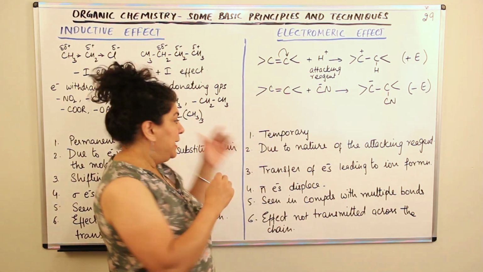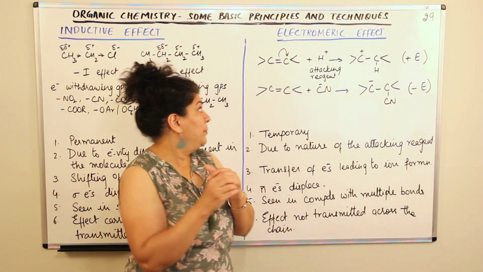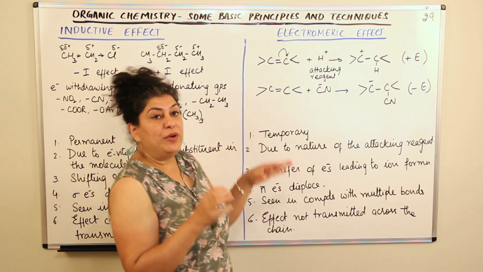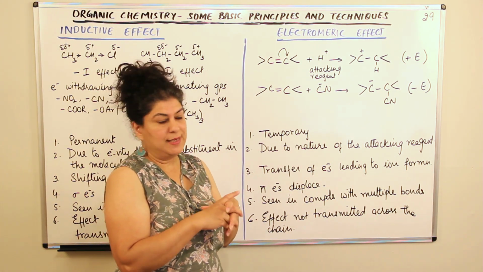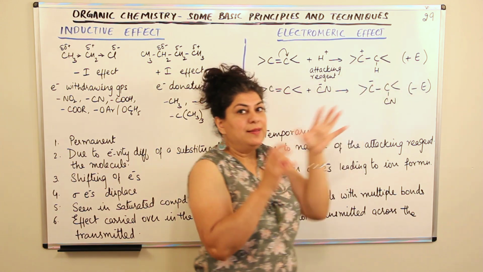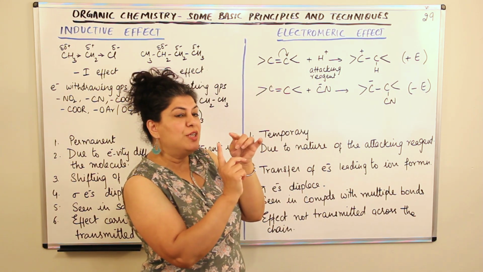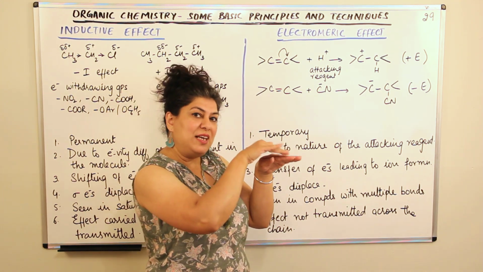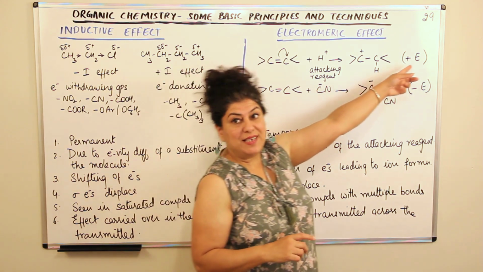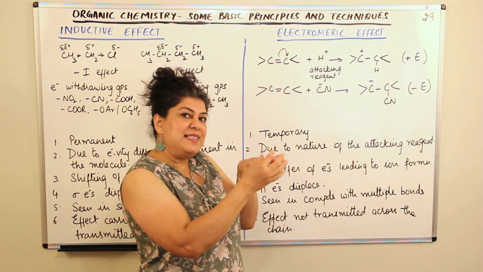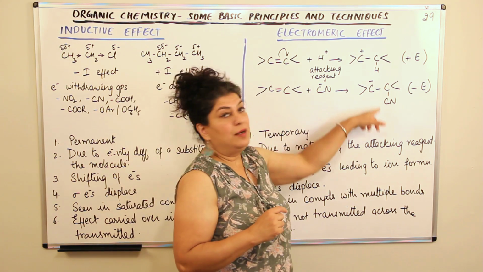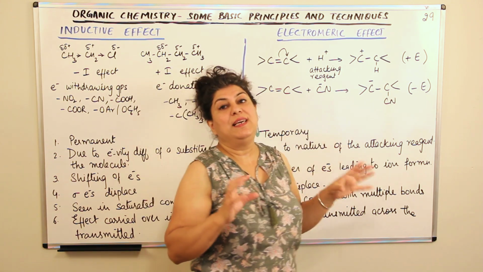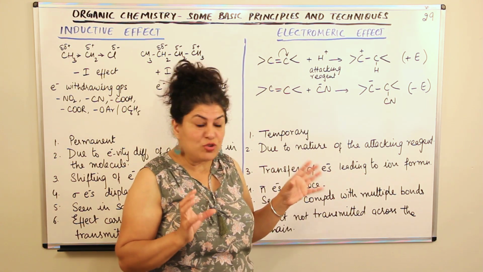So how do we explain this? In this case, we said plus I and minus I was talking about electron density increasing and decreasing. Here also, indirectly, we are talking about electron density increasing and decreasing. This is plus E. This is in terms of the carbon to which the attacking reagent attaches itself. If the electron density is increasing on that carbon, then it is plus E effect. But if the electron density is decreasing on the carbon to which the attacking reagent attaches itself, then it is minus E effect. So this difference is also clear to you.